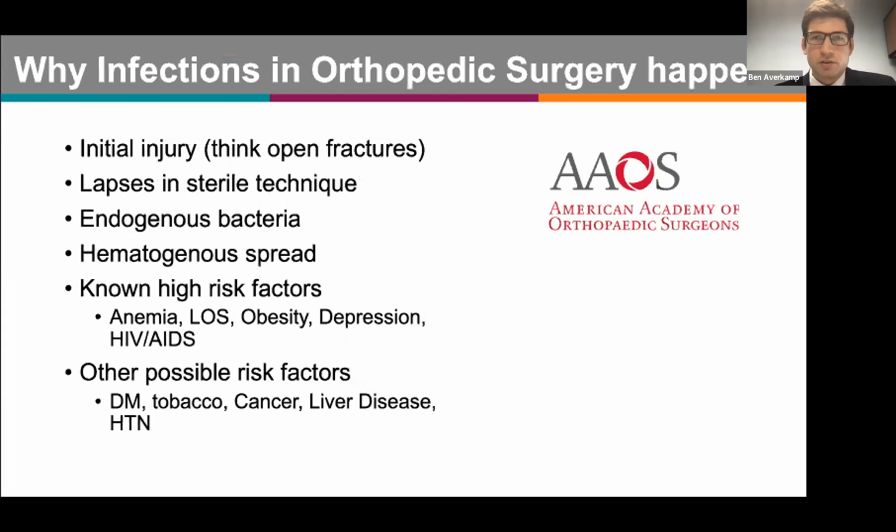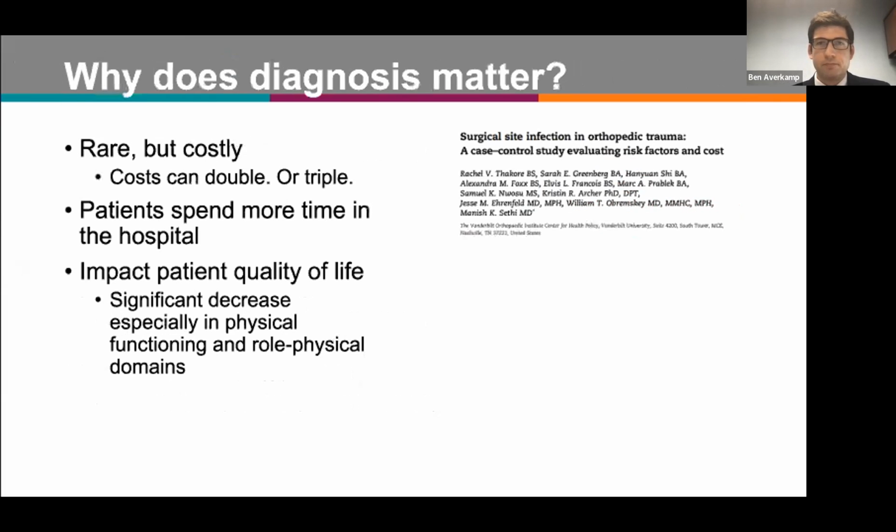Beginning our foray into cultures, it's critical to understand why infections happen, and there are a multitude of reasons. For many patients, the risk of infection is increased just by their mechanism of injury. There are also unfortunate cases of lapses in sterile technique. Local endogenous bacteria and hematogenous spread can also lead to surgical site infections. We also know that there are risk factors that influence infection rates, such as anemia, length of stay, obesity, depression, HIV, among others. Additionally, the Academy has reported possible risk factors such as diabetes, tobacco abuse, cancer, liver disease, and hypertension.